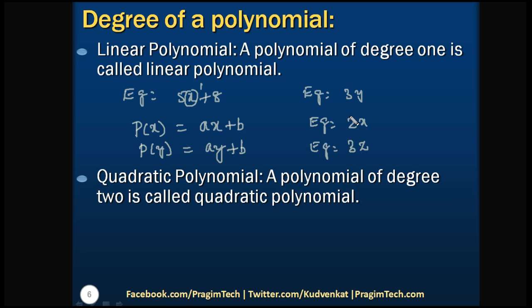Now let's look into the second type of polynomials called quadratic polynomial. The word quadratic indicates that the power of the variable is 2. So an example is 2x square plus 3x. This is an example for a quadratic polynomial. The general representation of a quadratic polynomial is ax square plus bx plus c. If you observe here, we have three terms. That means a quadratic polynomial will have at most 3 terms, or we can have less than 3 terms also.